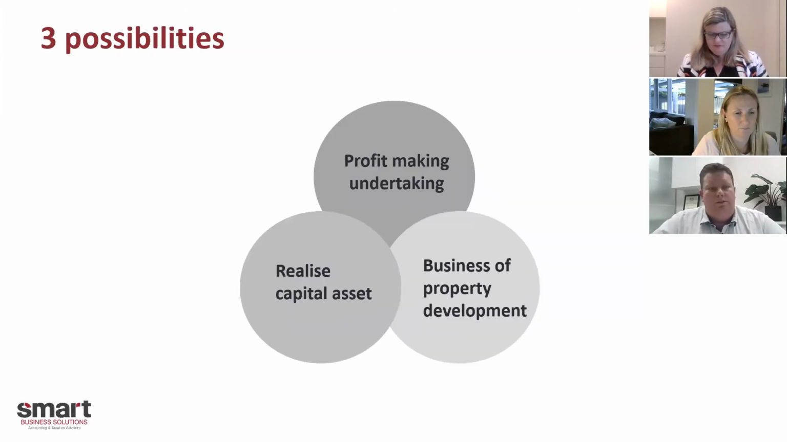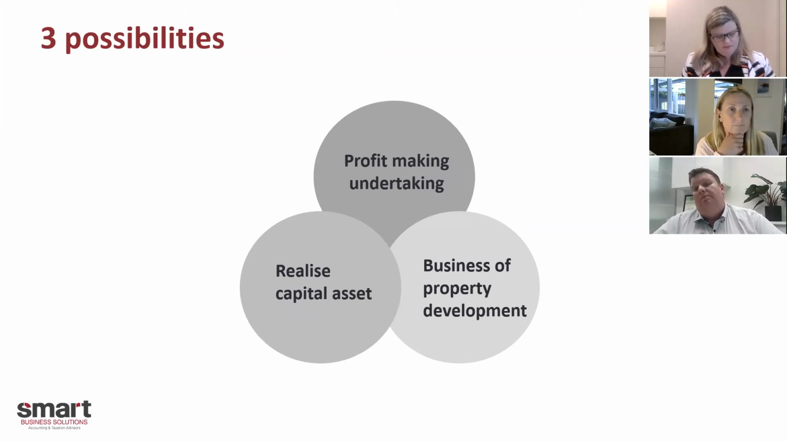So there are three possibilities for the way this can be taxed. We've been talking about CGT, so that's the mere realisation of a capital asset. That's often the place that we want to be in. The other possibility is if we are in the business of property development. So this is basically where the ATO will consider you as a business.